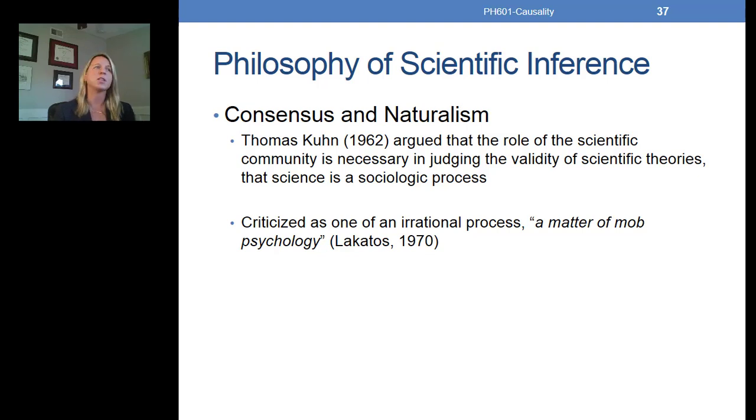We have consensus bodies, we have expert communities that come together and put together guidelines for various purposes, and it's driven by consensus. And there are pros and cons to this, and one con is that it can kind of follow this mob mentality, and thus is somewhat of an irrational process.